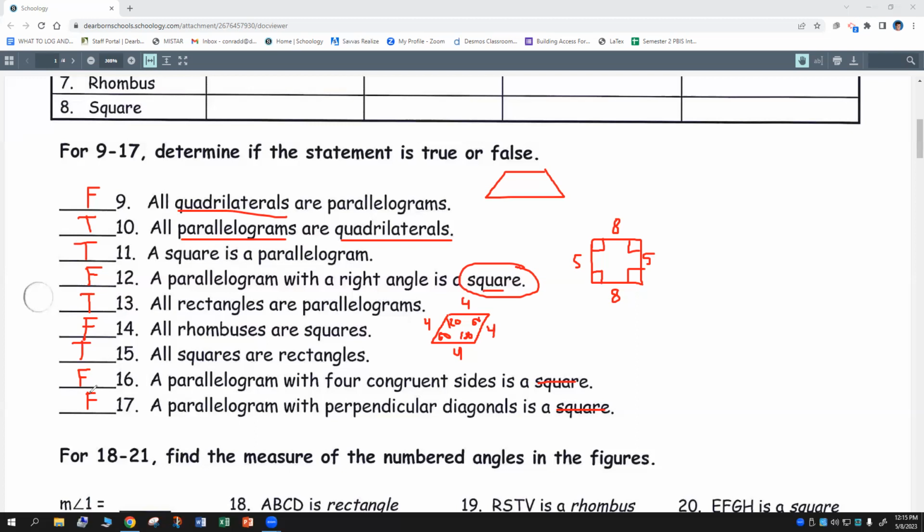Right? I think I might have screwed one up on my other handout. Okay, we're good. But again, those should be rhombuses, not squares. They could be squares, but they don't have to be. They could just be a rhombus.